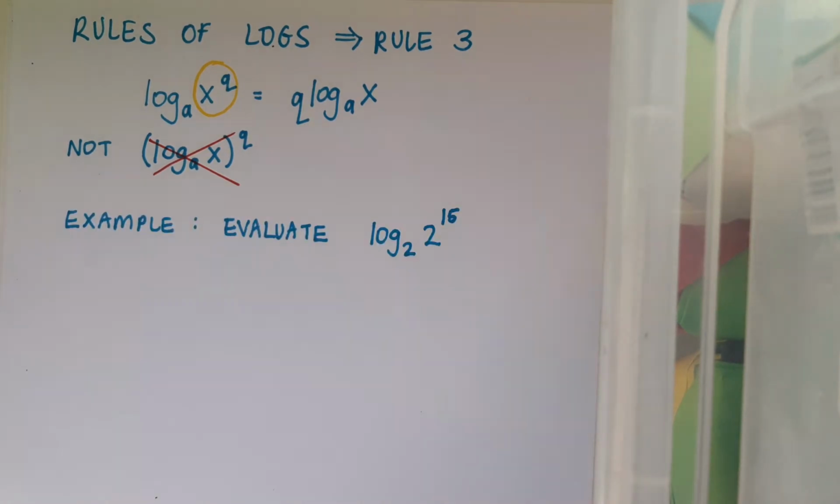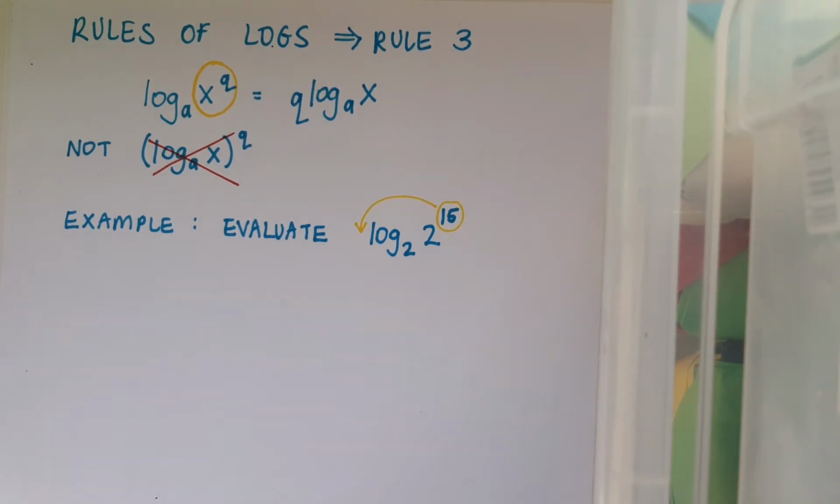Here's an example. I want to evaluate log to the base 2 of 2 to the power of 15. I'm going to do this without a calculator. You can imagine that getting 2 to the power of 15 would be a fairly onerous task, lots of multiplication there. But because I've got access to Rule 3, I'm going to be able to make this much simpler than it would otherwise be.